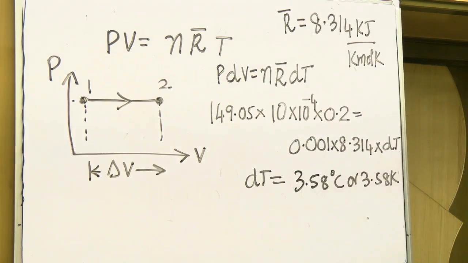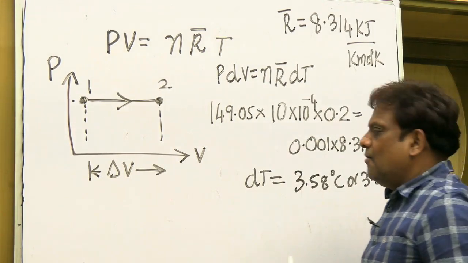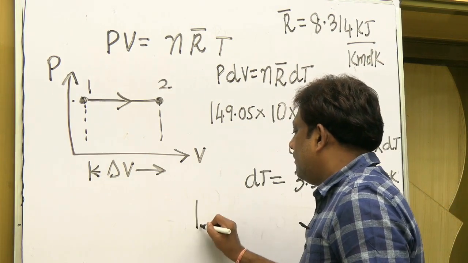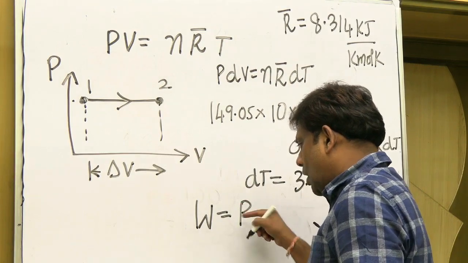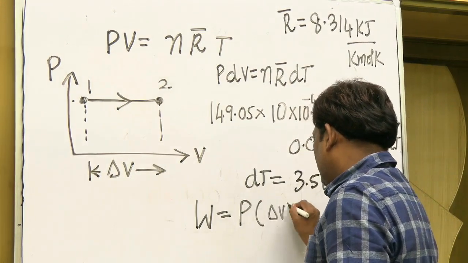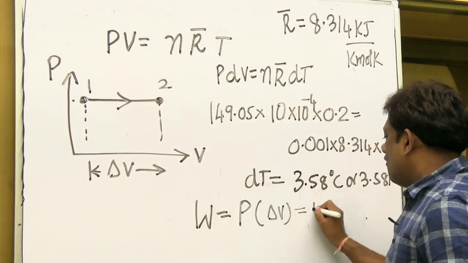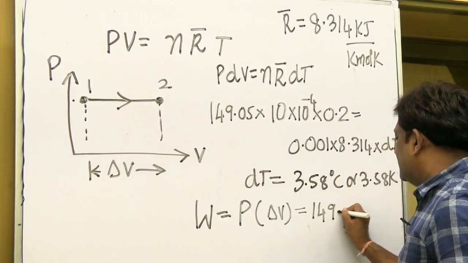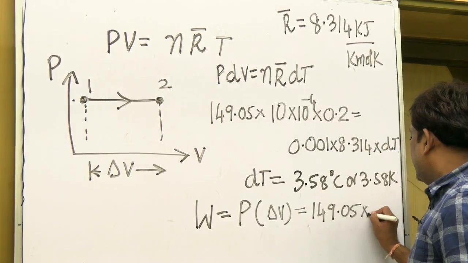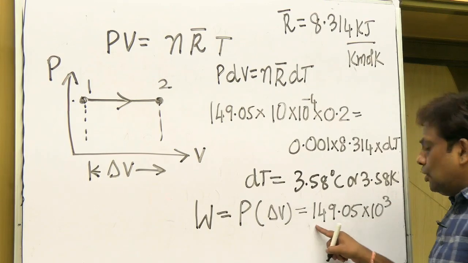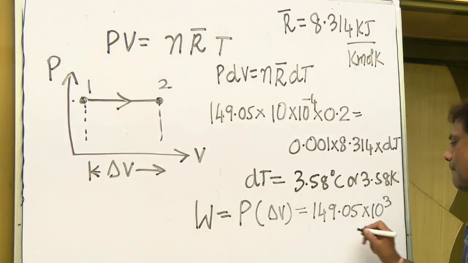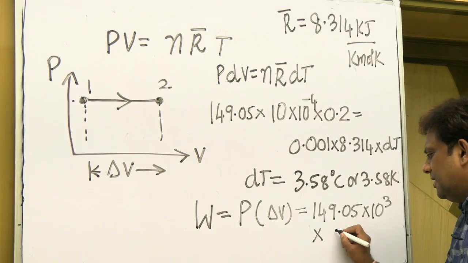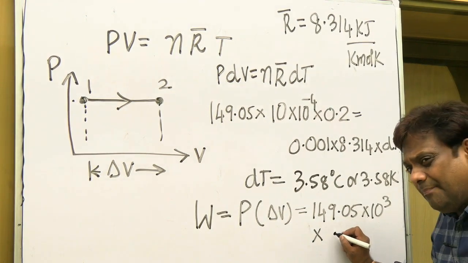Excellent. Now, what else is asked? Yes, work. For a constant pressure process, the work is given by the gas pressure or air pressure into change in volume. The air pressure is 149.05 into 10 power 3. It is in kilopascal, so I converted into Pascal. Pascal into change in volume. What is change in volume? Change in area into length.